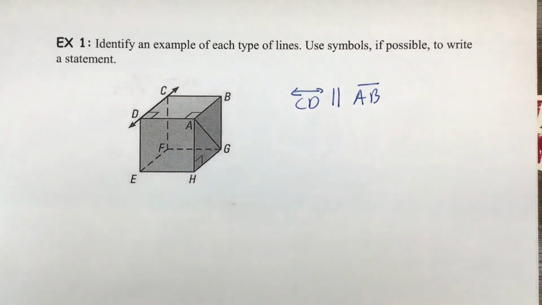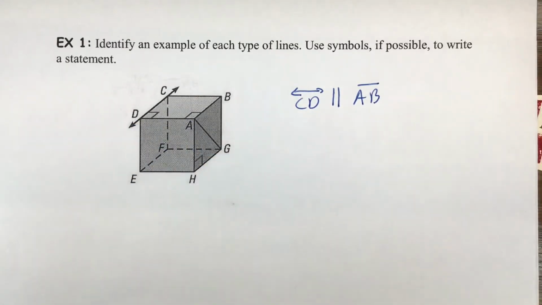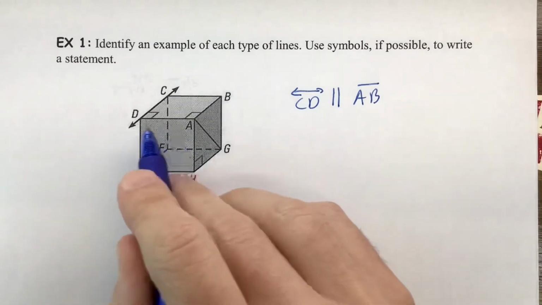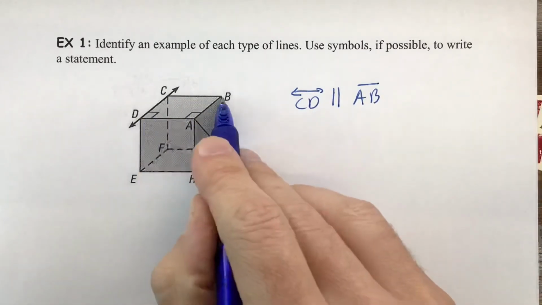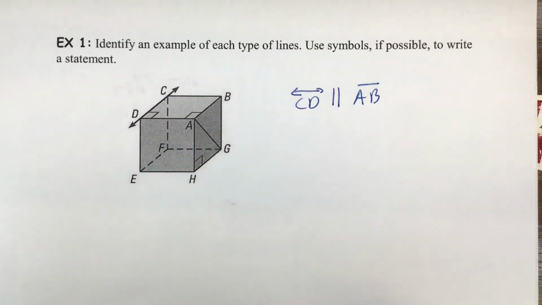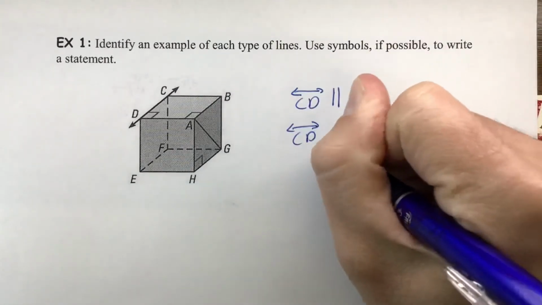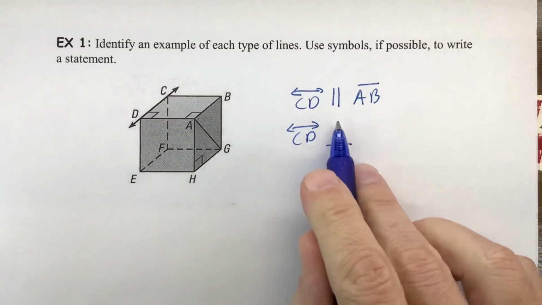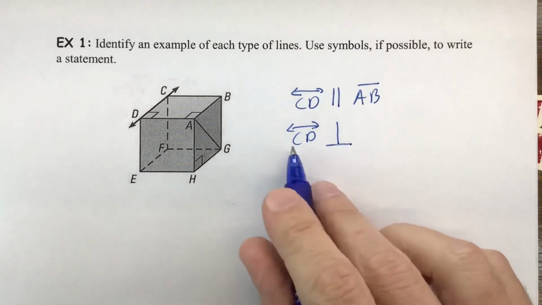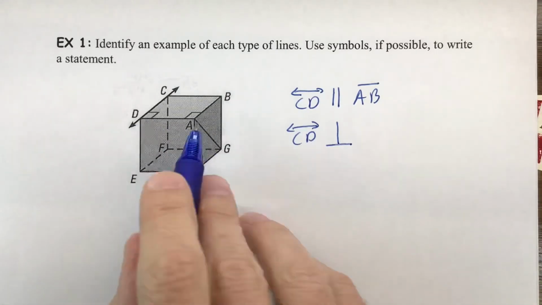All right, perpendicular. Perpendicular to CD has to make contact with it, and needs to meet at a right angle. Because this is a cube, all of the segments are actually meeting at right angles. So anything that makes contact with CD would work. You got BC, you got FC, you got ED, you got AD. All of those would actually work out. All right, so line CD would be perpendicular. That would be our symbol for perpendicular. It looks like perpendicular lines. Line CD is perpendicular to, let's just do this one right here, DA.